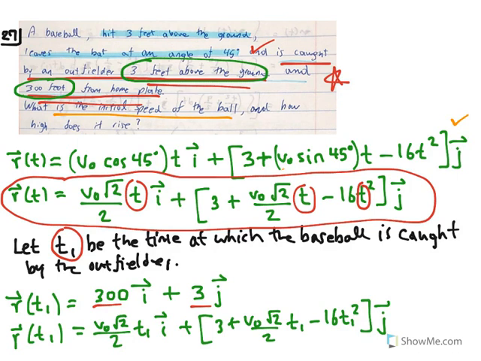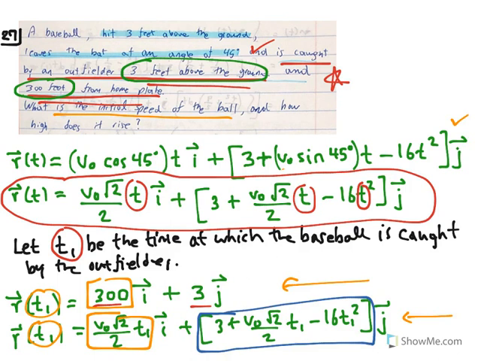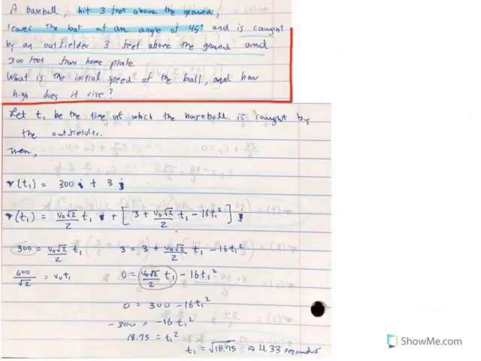So now, how do we form our system of two equations in two unknowns? Because these are positions at the same time, the ball is at the same place. So you can set the horizontal components equal to each other. That will give you one equation. You'll get v naught square root of 2 over 2 t sub 1 is equal to 300. And then you will set the vertical components equal to each other, and that will give you a second equation. And that's how you get your system of two equations. So here we have our first equation, and here we have our second equation.